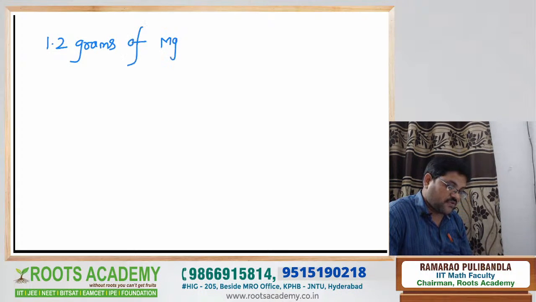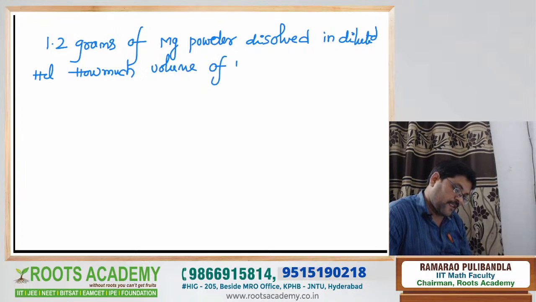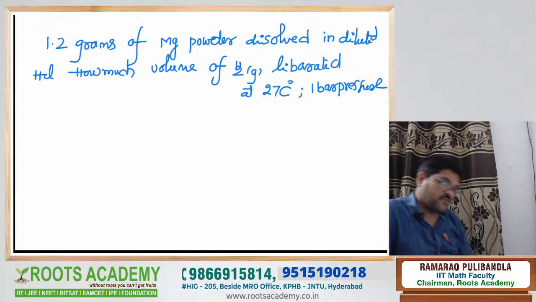1.2 grams of the magnesium powder dissolved in diluted HCl. How much volume of H2 gas is liberated at 27 degrees Celsius, 1 bar pressure? Nice question. 1.2 grams of the magnesium powder dissolved in what? In diluted HCl. How much volume of H2 gas is liberated at 27 degrees, 1 bar pressure?